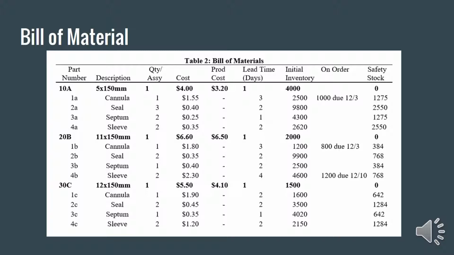We're also given the bill of material. It is important to note that we assume that the production cost includes all the parts needed to make the assembly. For example, the production cost for the 5 by 150 costs $3.20 and includes part 1A, 2A, 3A, and 4A. This is critical for our analysis.